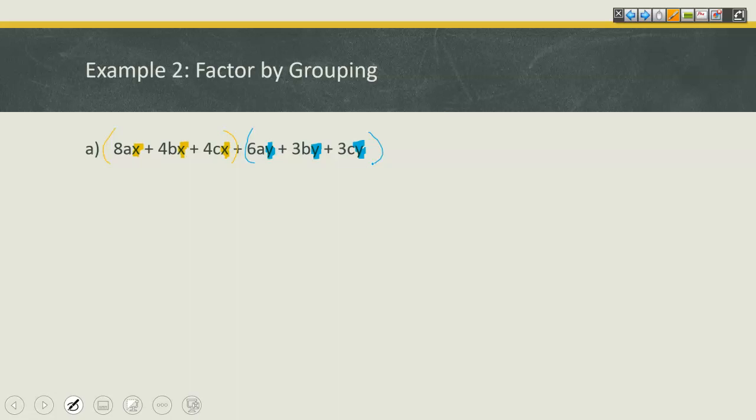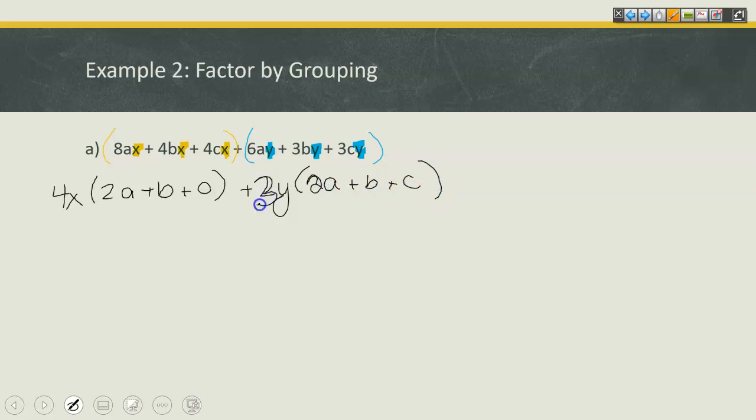So my GCF is going to be that x or that y, and then possibly some numbers. 8, 4, and 4 all have a GCF of 4. We already decided they all have a GCF of x. So that leaves 2a plus b plus c. 6, 3, 3 all have a GCF of 2. And y, that leaves 2a plus b plus c.